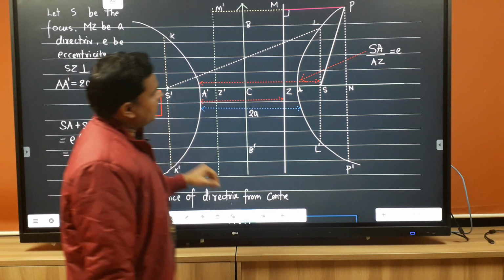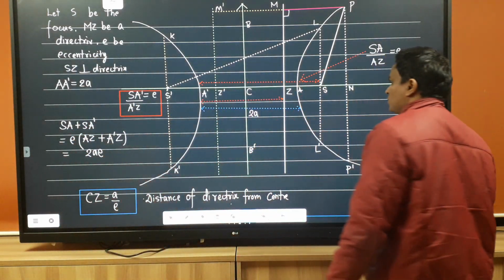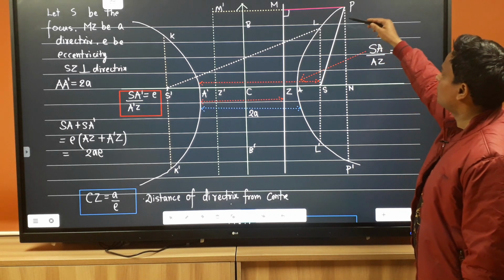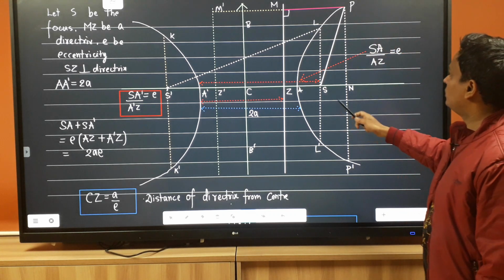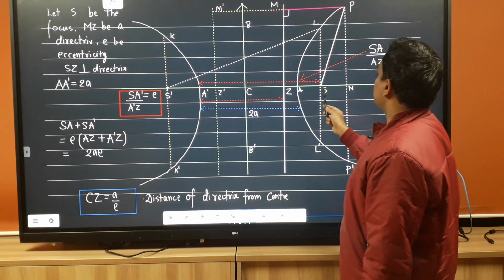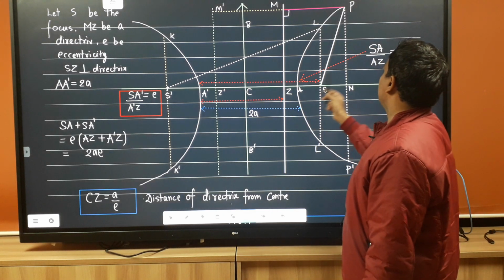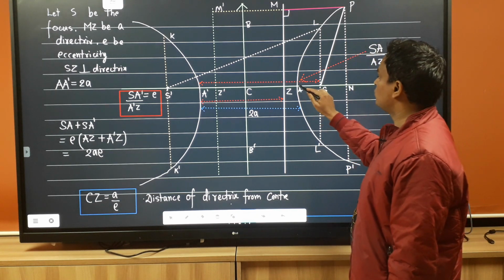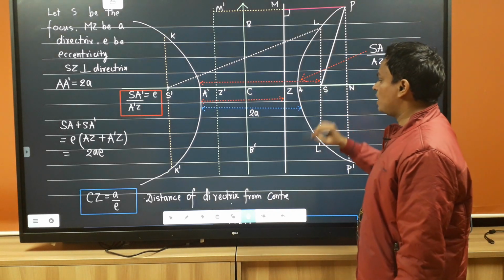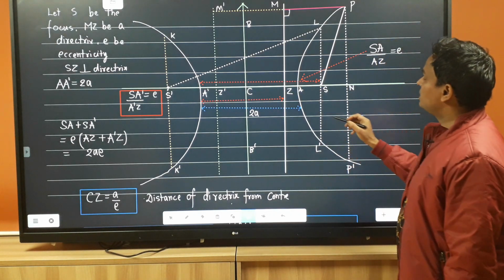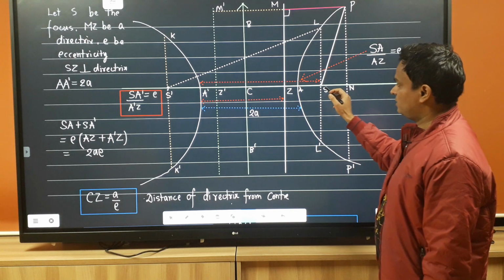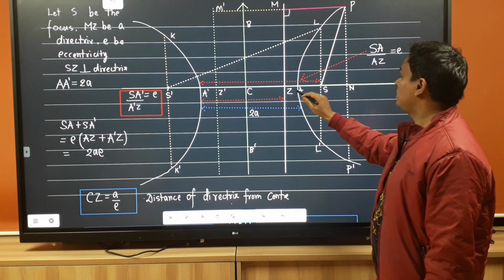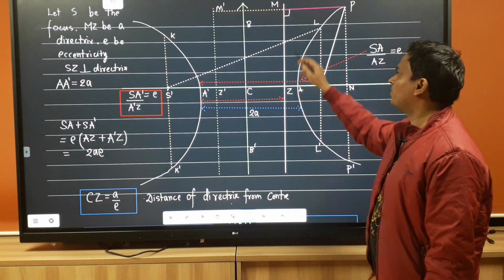Now if I apply that particular definition of hyperbola on point P, I am taking a point P, and what I can write here is SA upon AZ is equal to E. I am writing this not for point P but for point A, because point A also lies on the hyperbola. So the distance of this point A from a fixed point, the focus, divided by the distance of this point from a straight line.